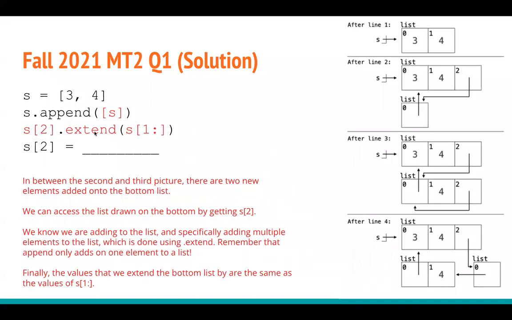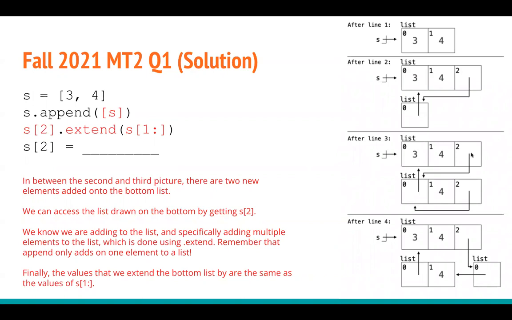And what are we extending? We're extending this list here, and this list is our S index 2, because you can see our S index 2 is this pointer, which is this list. And then what do we add here? You can see that what we've copied over is a 4 and a pointer back to this list. And where do we see a 4 and a pointer back to this list? Well, that's just this element and this element of our original S. So to get that, we can just slice S from the index 1 element onwards, which was this 4 and this pointer here.